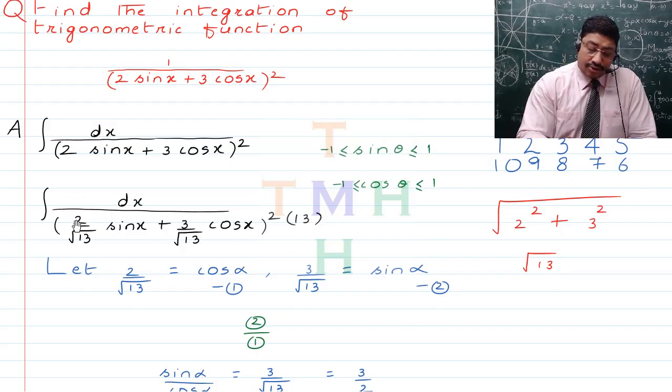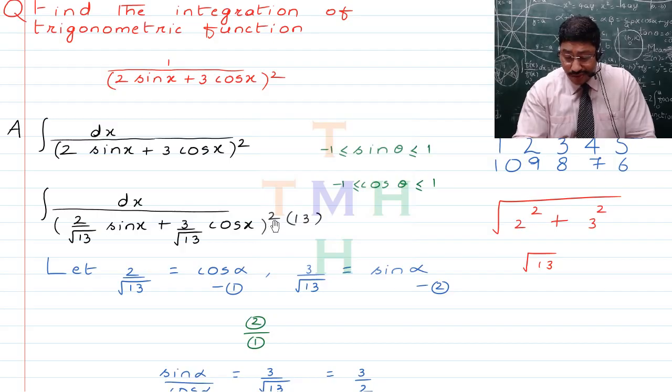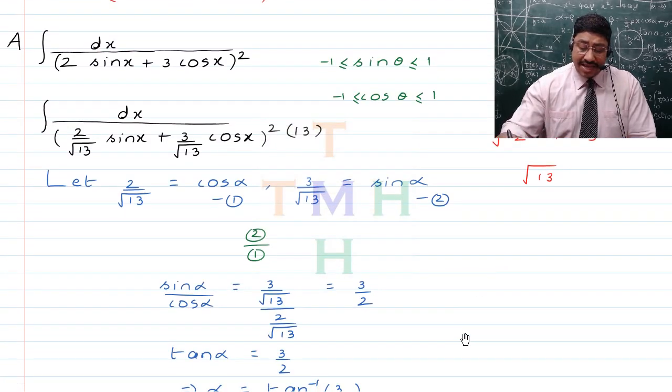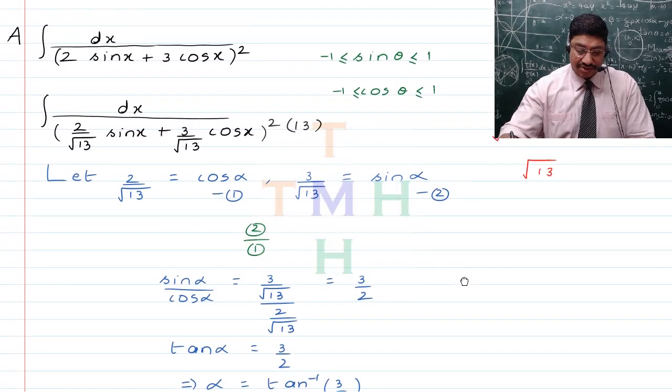So we get now 2 upon root 13 times of sine x plus 3 upon root 13 times of cos x, and there is a whole square of this, right? And since you divided by root 13, so obviously within the bracket you also have to multiply by root 13. Now when this goes out of the square, so obviously you will have root 13 into root 13, that is 13 outside. Now remember, this 13 which is there in the denominator can be taken like a constant outside, right? And then you can integrate the rest of the function.